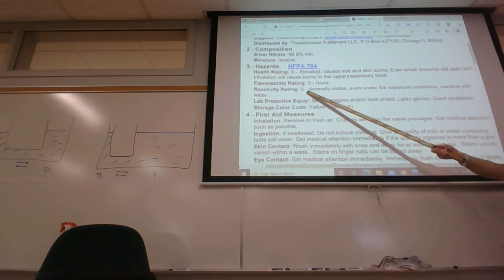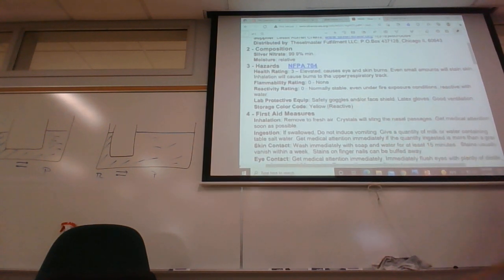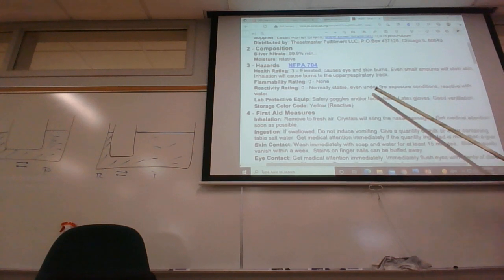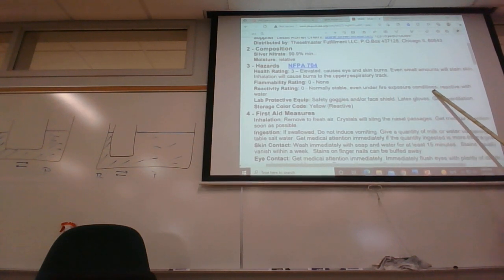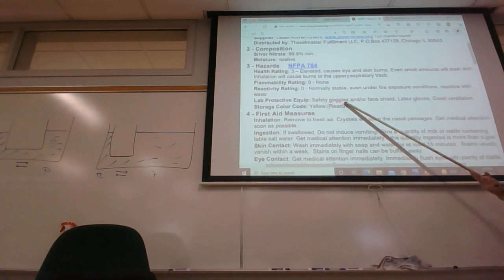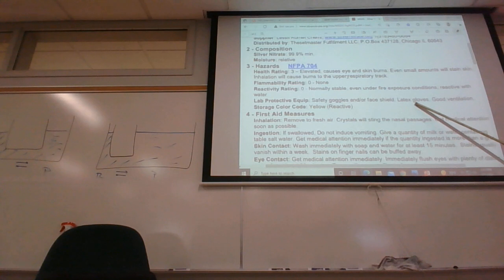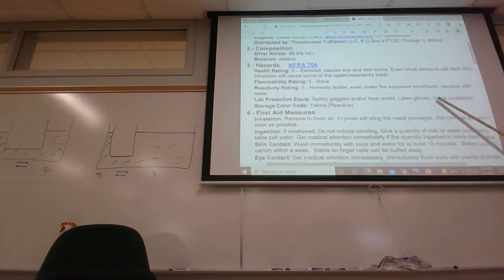Reactivity rating 0. Well, it depends on what you're reacting it with. It's normally stable, so it doesn't really decompose, even under fire exposure conditions, because it's an oxidizer. Reactive with water, and so the reactivity can increase. I mean, nitrate is a pretty decent oxidizer, especially if there's acid around, so that could be potentially dangerous. Lab protective equipment: safety goggles and or face shields, latex. I prefer nitrile gloves, they're more chemical resistant, good ventilation.